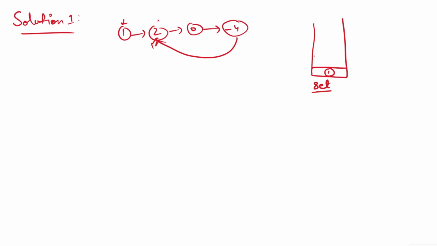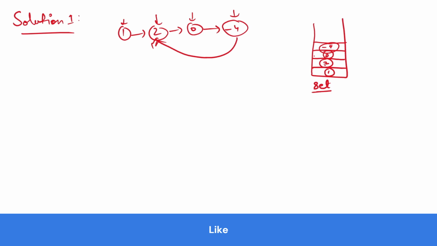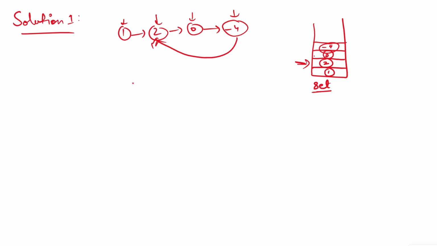Then I will check whether 2 is there. No. If it is not there, then I will add it here. Then 0 is not there, so I will add 0. Then -4 is not there, so I will add -4. Then again I will come to 2 and check whether 2 is here. Yes, 2 is here. That means 2 is present, so there is a cycle. If there is no cycle, let's say in this case, the next will be null. So we didn't find anything, and we will return false if there is no cycle.